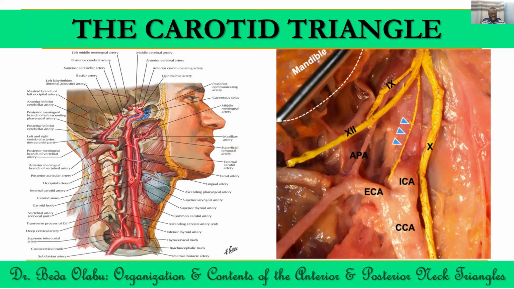Remember that at the carotid bifurcation, we have the carotid body and the carotid sinus. And at the entry of the internal jugular vein to the jugular foramen, we also have the jugular bulb, which is also a chemoreceptor zone, just like the carotid body. Now, what is expected of you regarding the contents of the carotid triangle is a bit extensive.